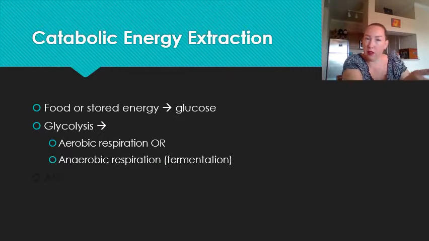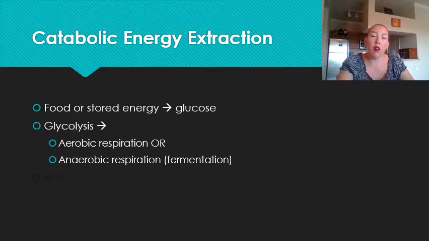Anyways, once you have glucose, it enters the cell. We're going to go through this in detail, but it's split into two other molecules. This is a process called glycolysis. Lysis means splitting, and glyco means sugar, so splitting glucose. Once that happens, one of two processes can happen. The split molecules can enter the mitochondria and undergo aerobic respiration, or if there's no oxygen, which we'll see, they can be broken down in a different process called anaerobic respiration or fermentation.